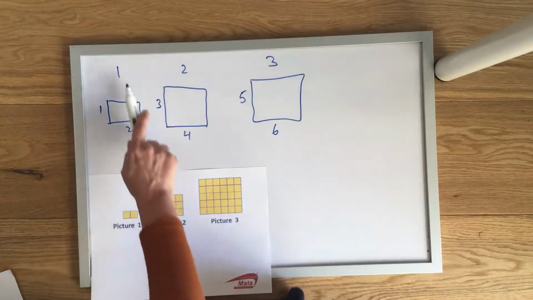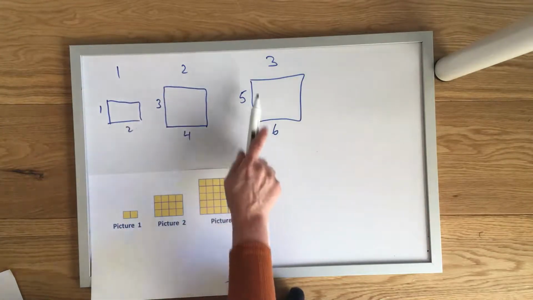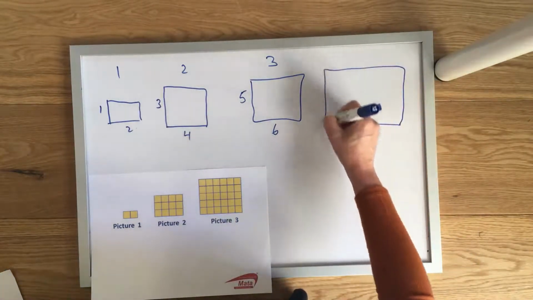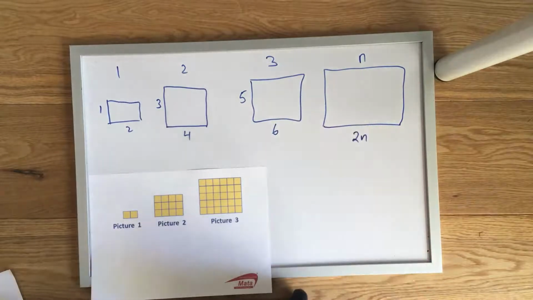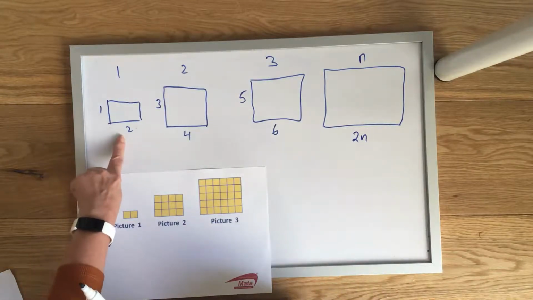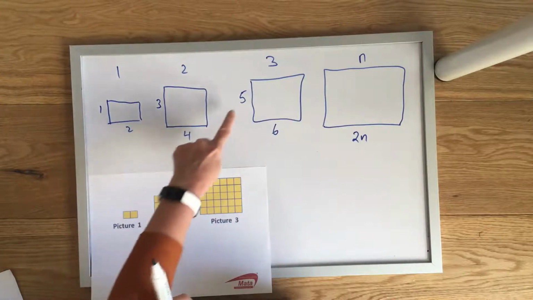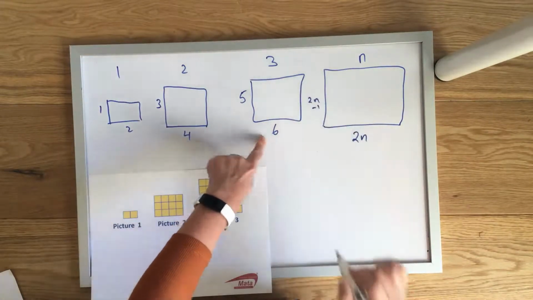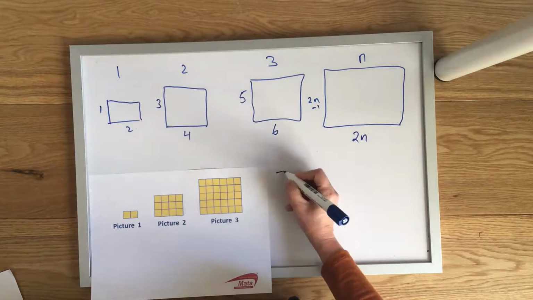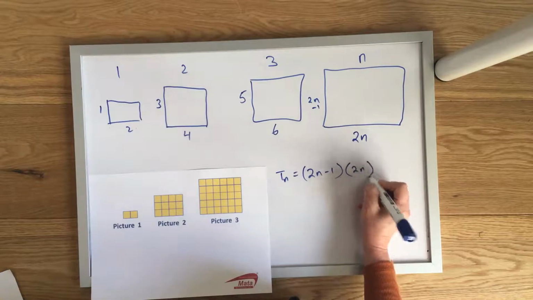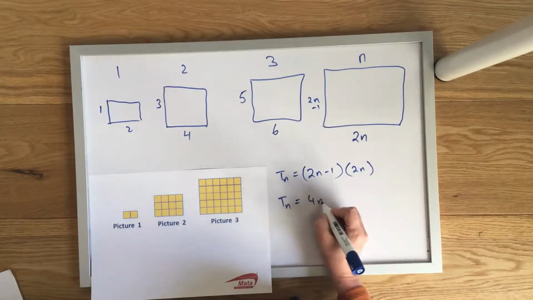So we've got 2 is twice, 4 is twice, 6 is twice. So at least we know then that our nth term is going to be twice as wide. So then we look for a second pattern, and we can see here our height is 1 less than our width, 1 less than our width, 1 less than our width. So our height is going to be 2n minus 1. And so our general term will be 2n minus 1 multiplied by 2n, 4n squared minus 2n.